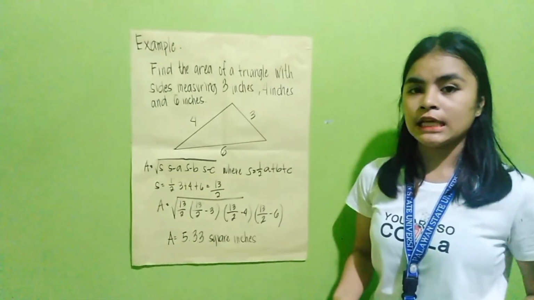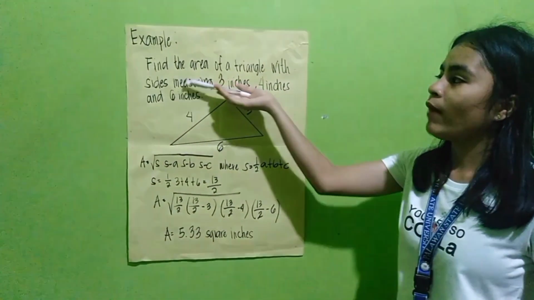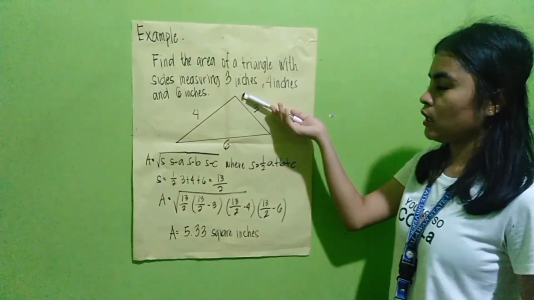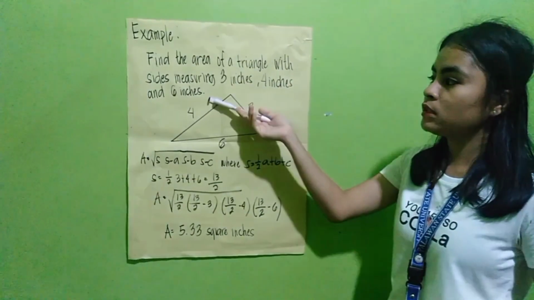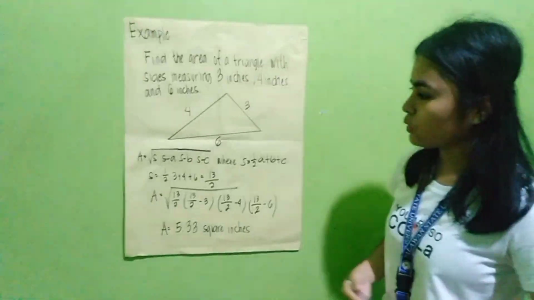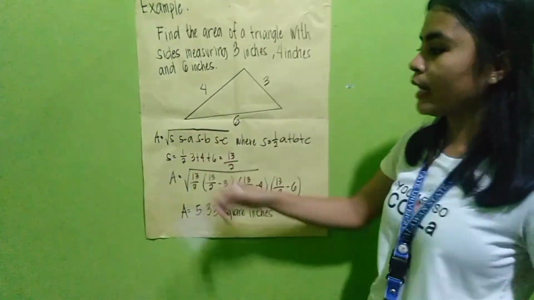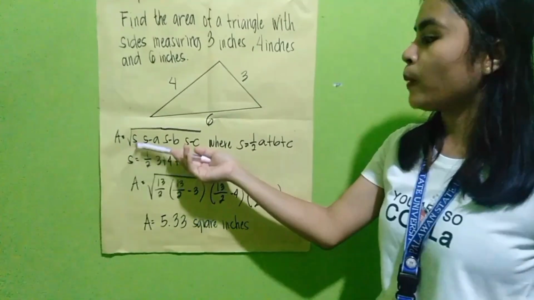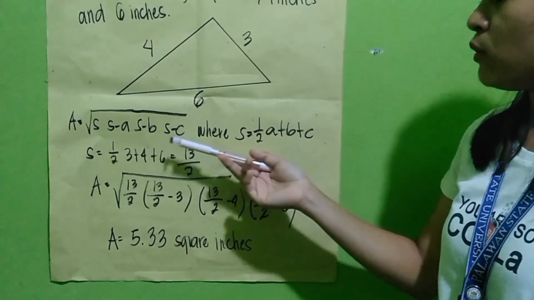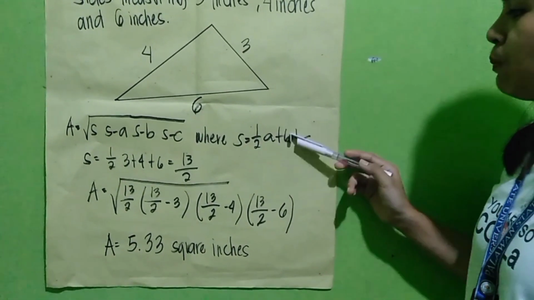Let's have an example using Heron's formula. So the problem is, find the area of a triangle with sides measuring 3 inches, 4 inches, and 6 inches. So this is the triangle. The formula in Heron's formula is the area of the triangle equals the square root of (s minus a)(s minus b)(s minus c), where s equals 1/2 (a plus b plus c).